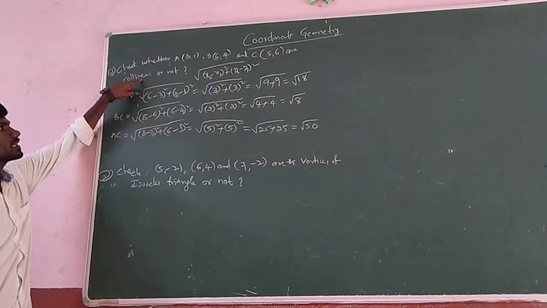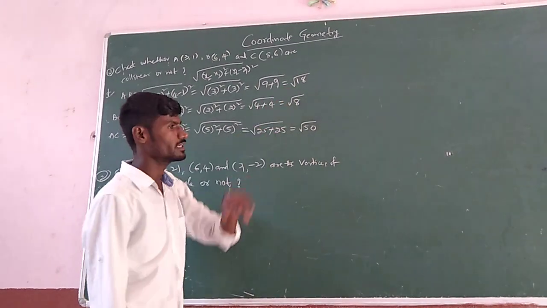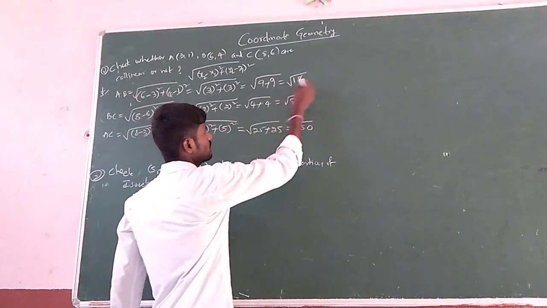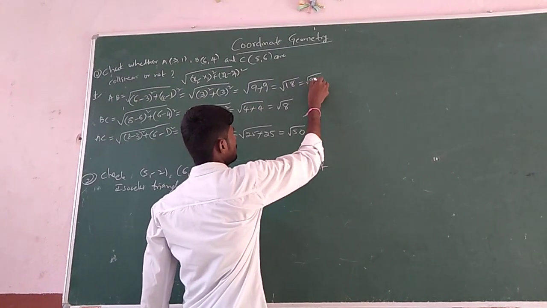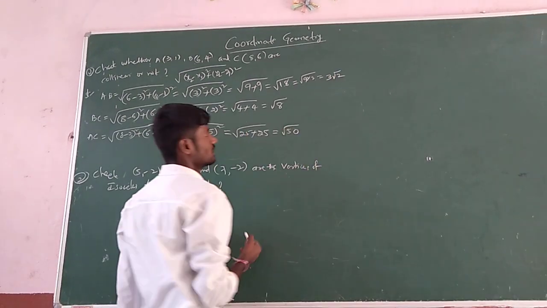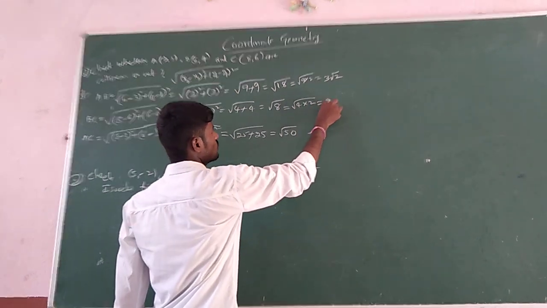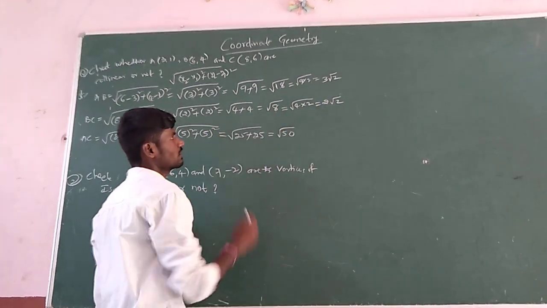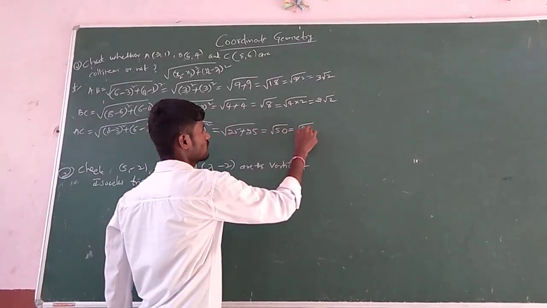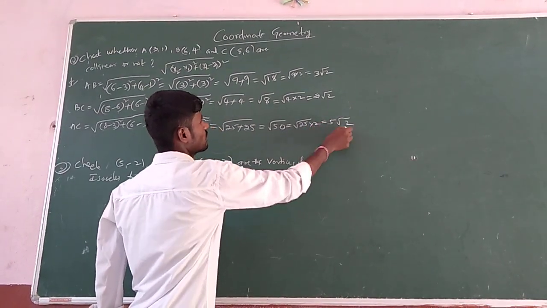So what they are asking is collinear or not. After finding these three distances, if you observe the result, these three are completely different. But if we concentrate carefully, let us simplify. Can we write root 18 as 9 into 2? The 9 comes out as 3, so 3 root 2. Next, root 8 is 4 into 2, so 2 root 2. Write the results until the last simplified step. Next, root 50 is 25 into 2, and 25 becomes 5, so 5 root 2.